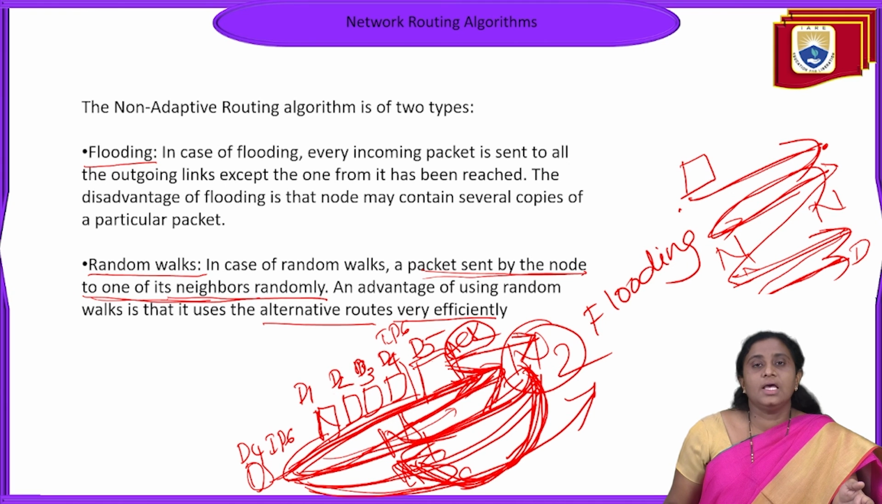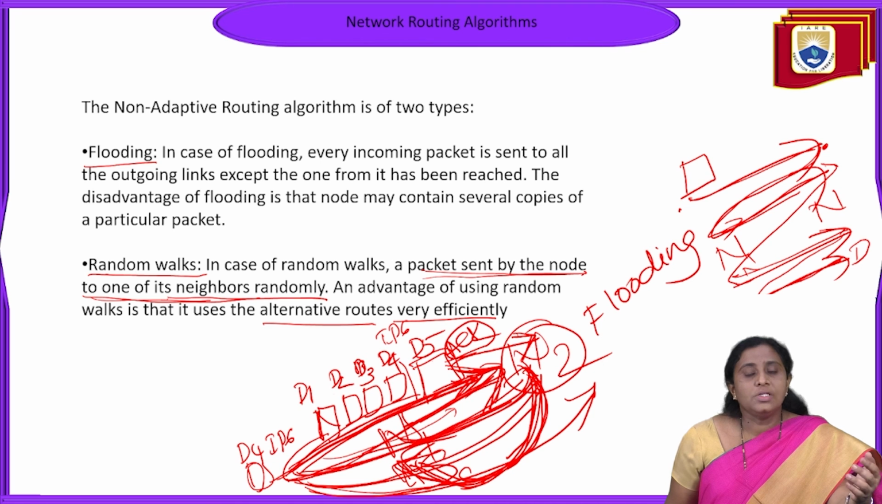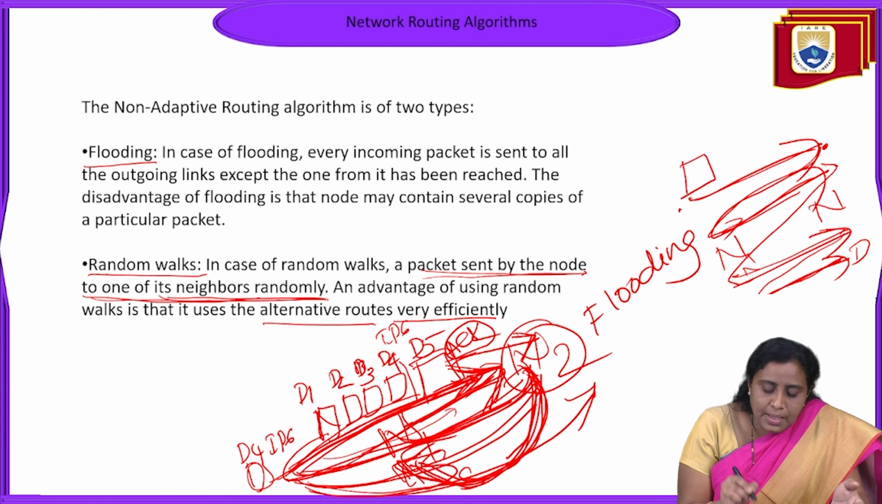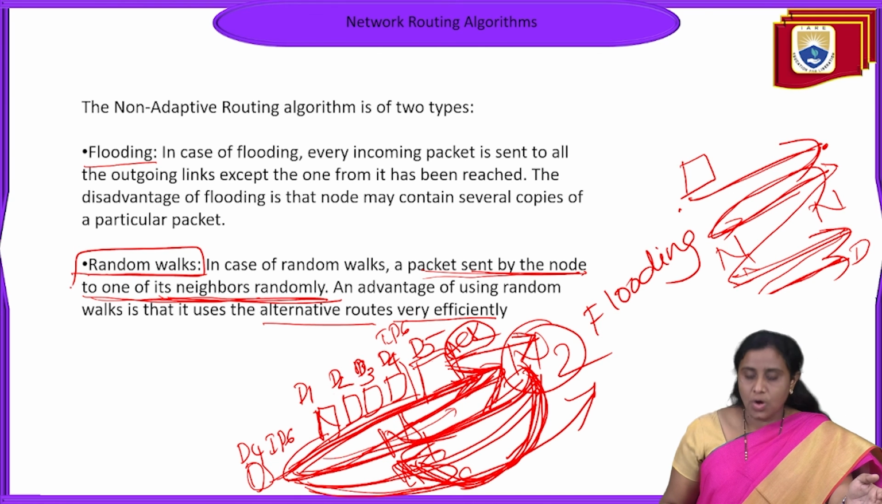The second one is the random walk, which means whenever a packet is sent by node 1, when it reaches the destination, it is shared by a routing algorithm or protocol to another layer, or what we can call the neighboring layers. That condition is known as neighboring, sharing the packet sent by a particular node to one of its neighbors randomly. Hence the name random walks.